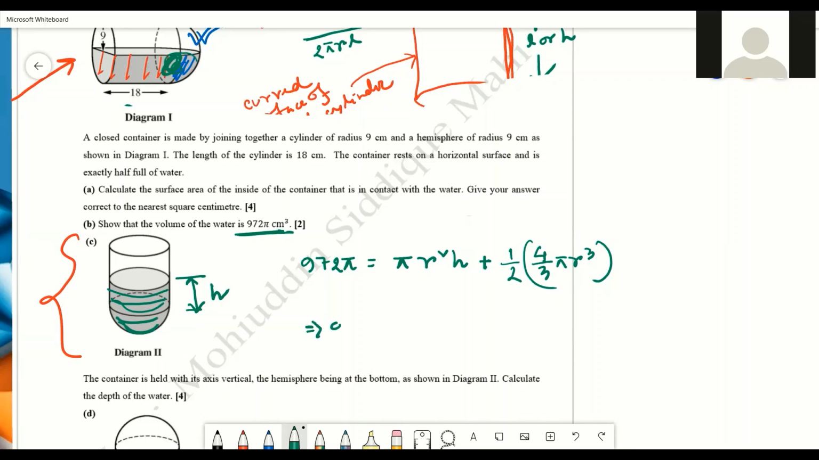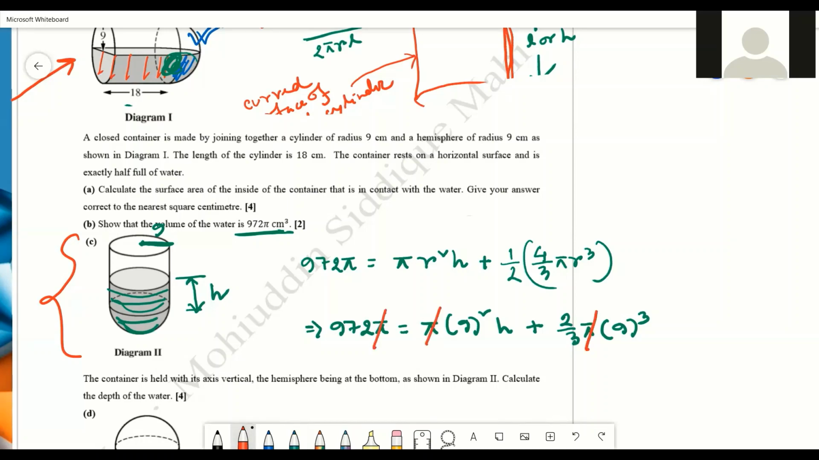Now let's put the value here, 972 pi. The radius was 9. It was given in the question. Height, we don't know about it. We have to find it out. So here 2/3 pi, and the radius of the sphere is also given, which is 9 as well. Now we just have to simplify it. Now you can eliminate pi from all the terms.